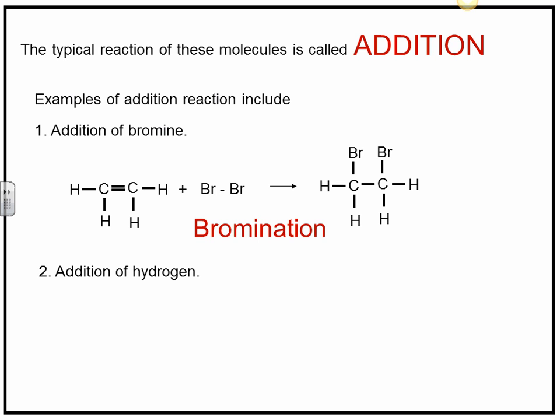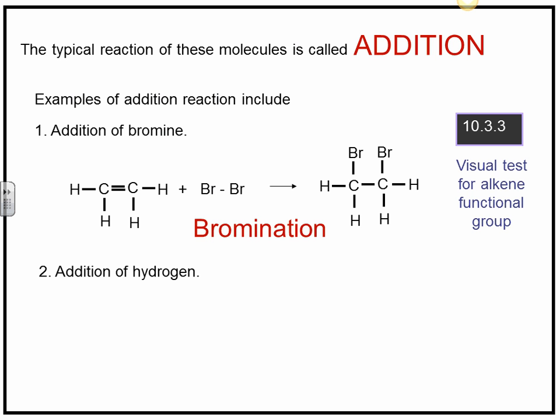Now, this particular reaction is important because it's specified in the syllabus as a separate syllabus point, 10.3.3, and it's used as a visual test for alkenes. Alkenes all have a double bond. When you add bromine to them, do you remember the colour of bromine? Red-brown, very good. If it's really dilute, it won't be red-brown, it'll be yellow, something like that. But if you add bromine to an alkene, the colour disappears, so it becomes colourless.